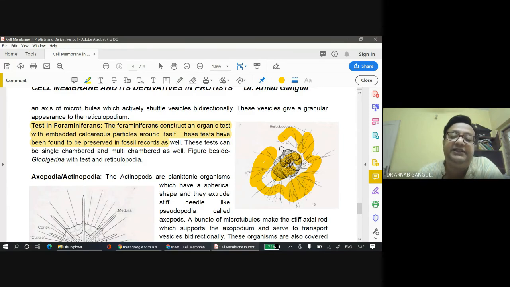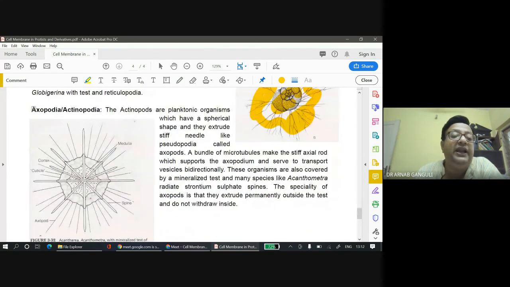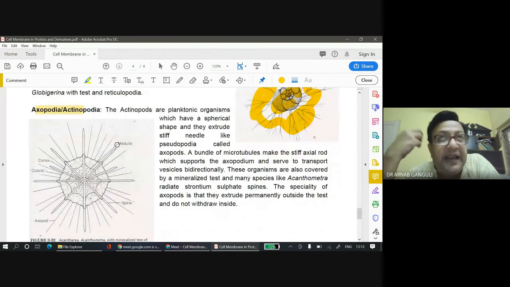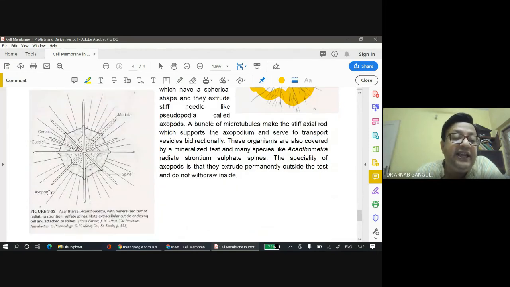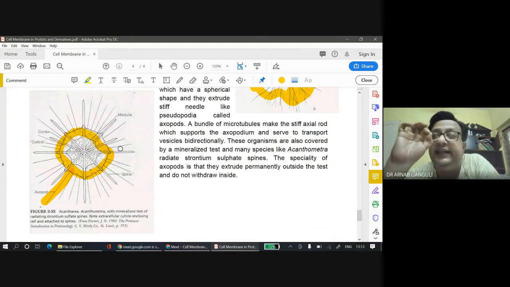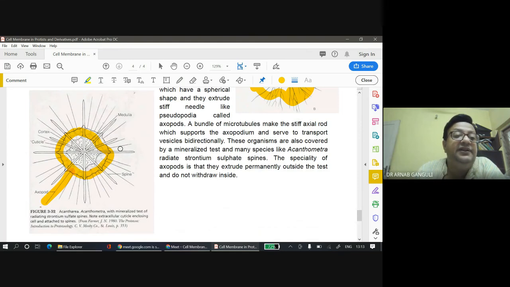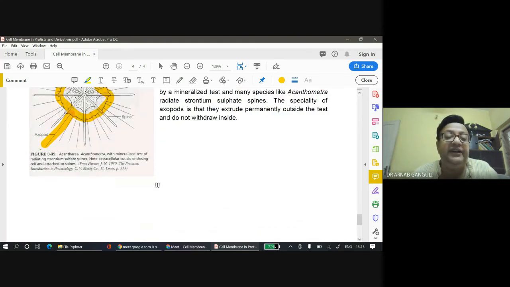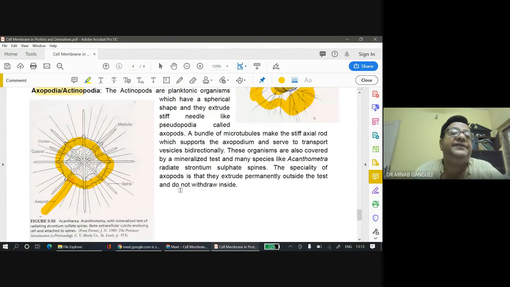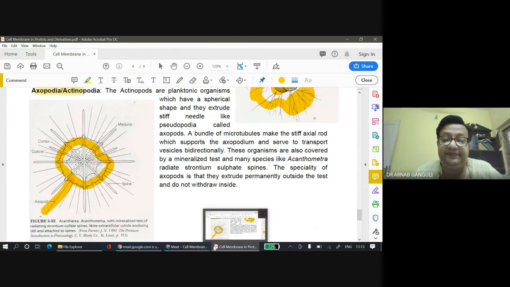The next thing we are studying is the axopodia in actinopodans. Actinopodans are planktonic protozoans, another type of amoeba. You can see needle-like projections called axopods coming out. You have the covering, the test outside the membrane, and through these tests all these needle-like projections come out. The only difference from reticulopodia is that these are needle-like and permanent. They don't go inside. So this is an overview of the different derivatives of the cell membrane.